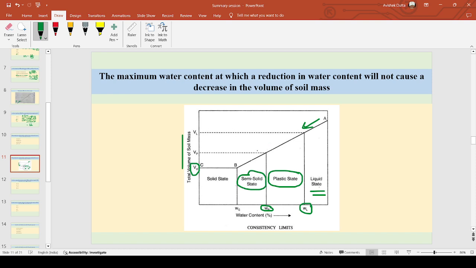Now, if we further decrease the amount of water below this semi-solid state, we come to the solid state. But before that, a point B is reached when, even after we decrease the water, the volume will not decrease, the volume will remain constant. This particular point is called the shrinkage limit, the point at which a reduction in the water content will not cause a decrease in the volume of soil mass.